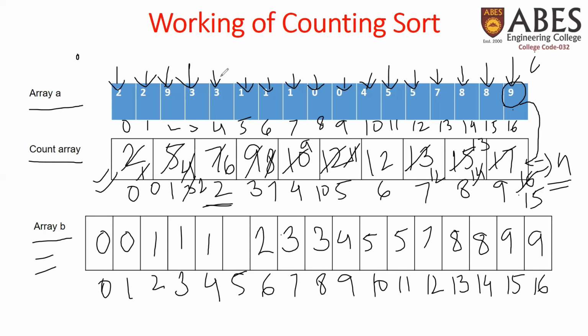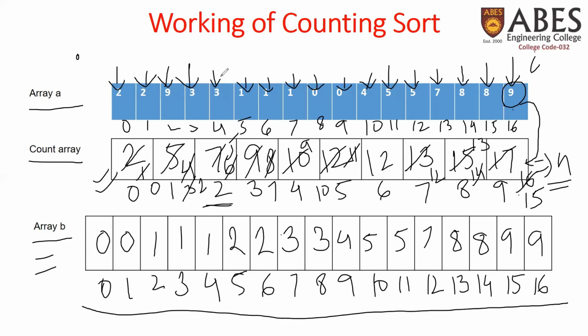Next value is again 2, and update the value at the 2nd position by decrementing 1, that is 5, and put the 2 here. Now the loop gets terminated and you can see that the array B is sorted.